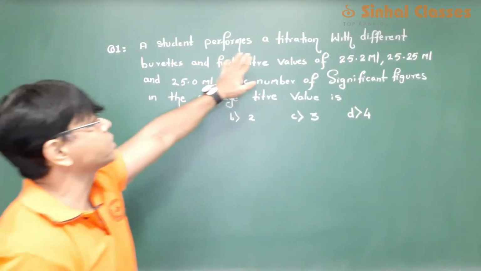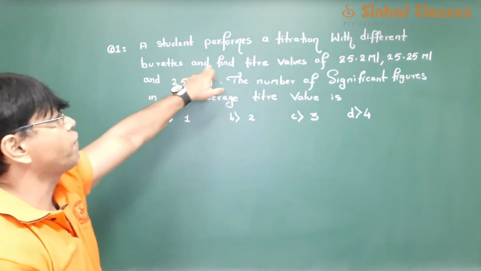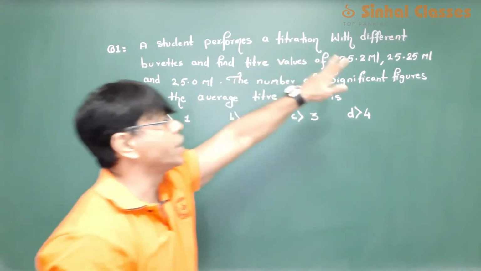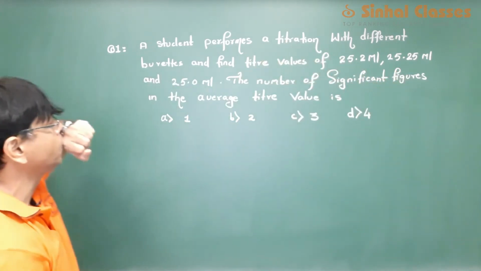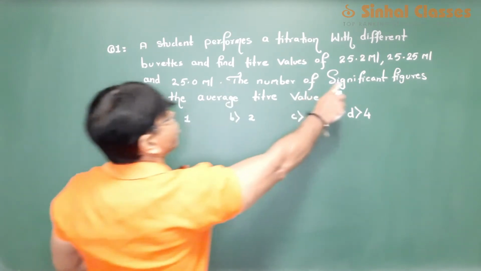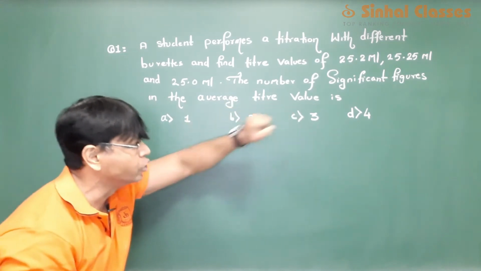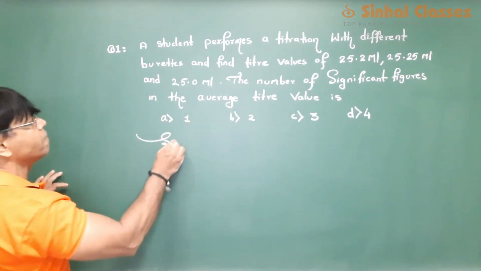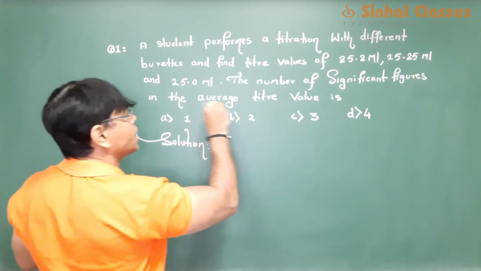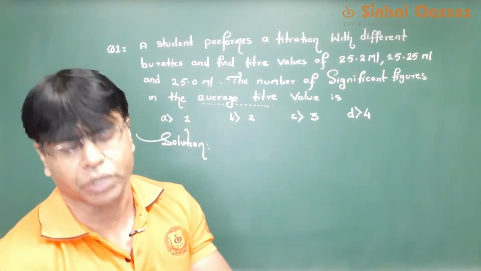A student performs a titration with different borates and finds titer values of 25.2, 25.25 ml and 25 ml. So he wants the average. The number of significant figures you want for the average titer value. Now how will you take it out?